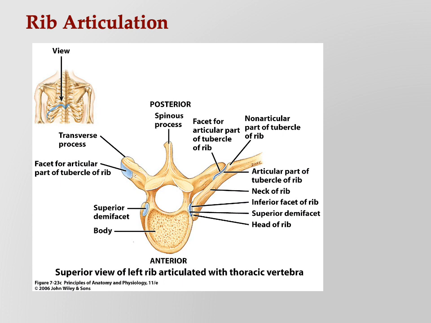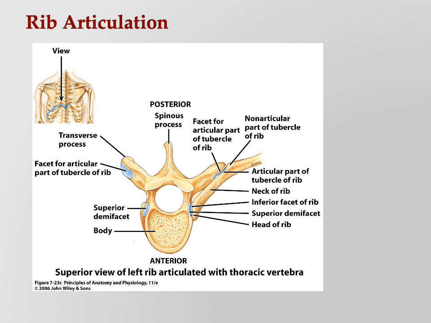Rib articulation. So again, articulation means forming a joint. So here you see what I was talking about. You see the tubercle of the rib connecting to the transverse process and the head of the rib connecting to the body. That double joint makes it especially sturdy. Think of the people who are playing football and hockey and stuff like that, slamming into each other at high speed. You don't want your ribs, and you do get broken ribs all the time.